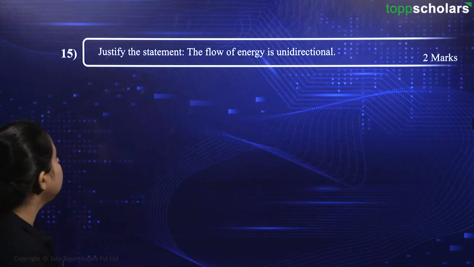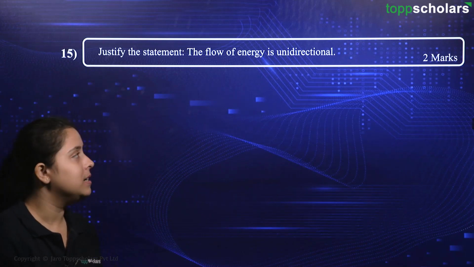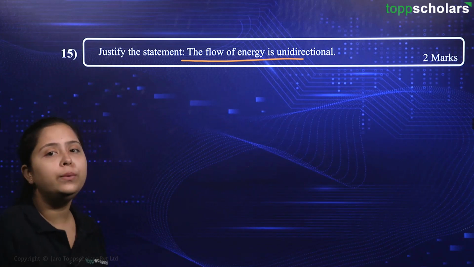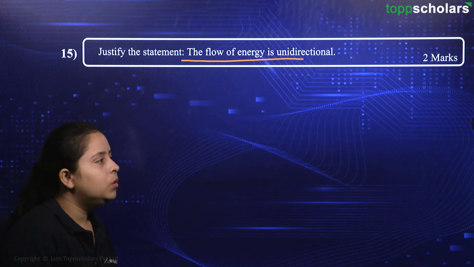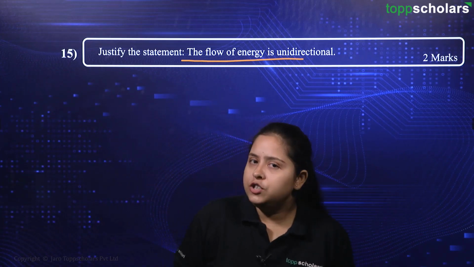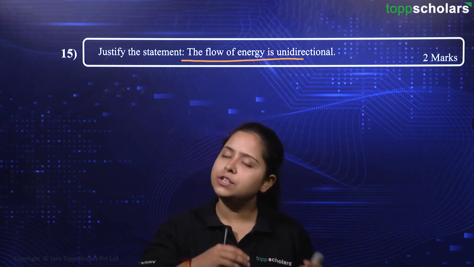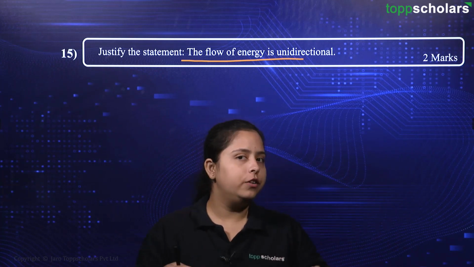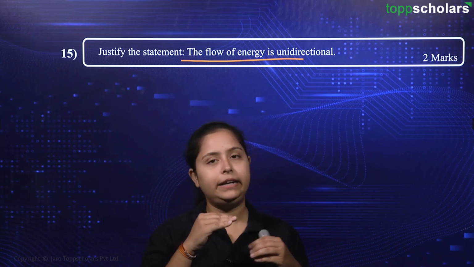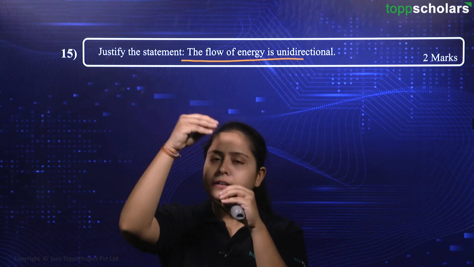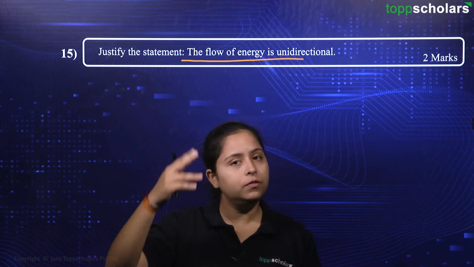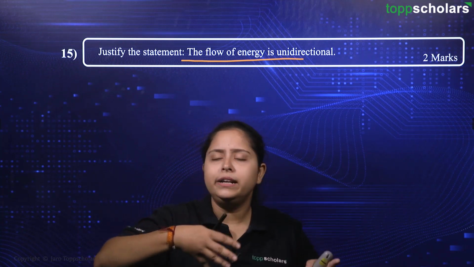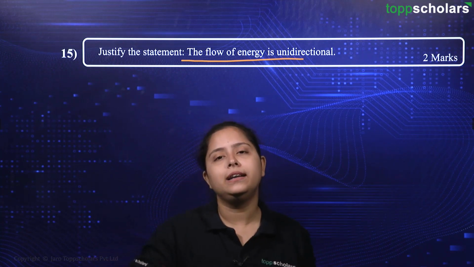Here is the question asked for 2 marks. The question says, justify the statement, the flow of energy is unidirectional. So just consider the food chains that we have already discussed. We are saying that producers are present. They will fix the inorganic forms into organic forms. Then the primary consumer will eat it, then the secondary consumer will eat it, then the tertiary consumer will eat it. And the death of all these organisms will lead to the action of decomposers. They will decompose the dead remains and then the nutrient cycling continues.